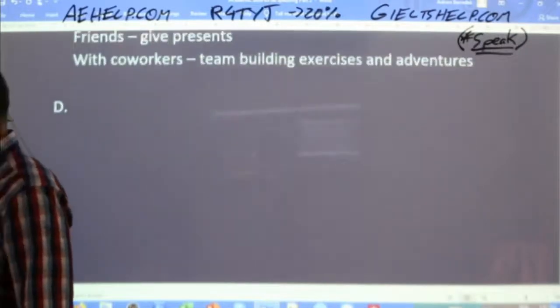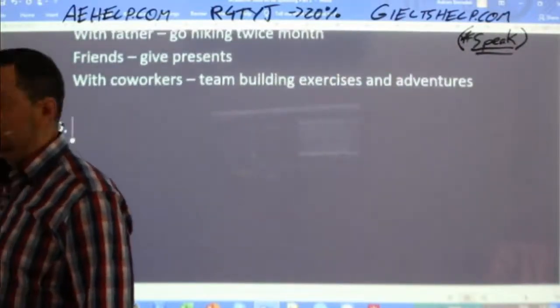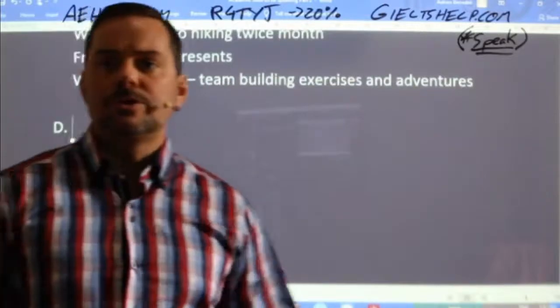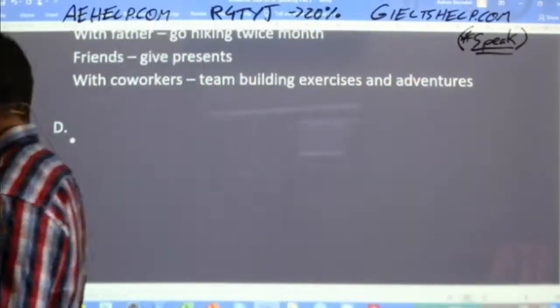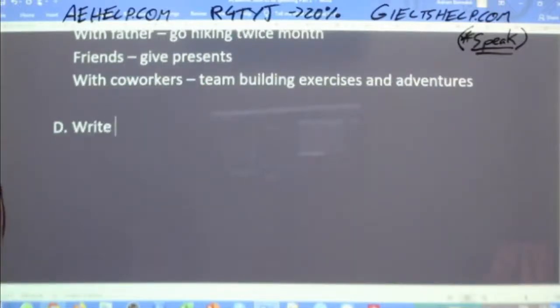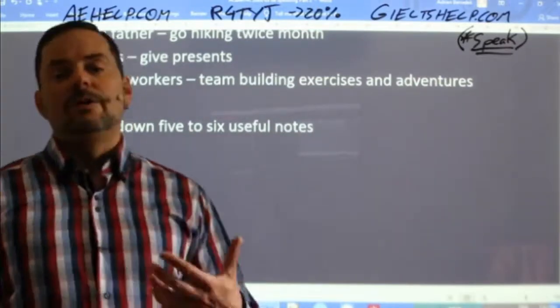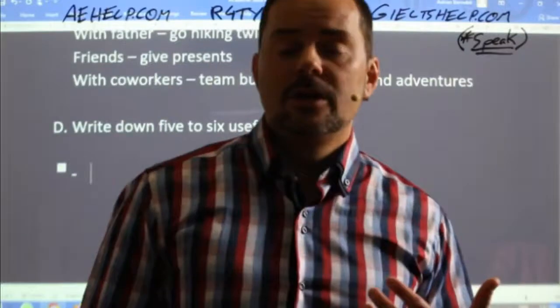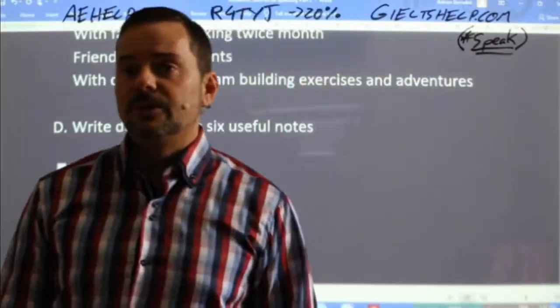Okay, so for D, what do? Yeah, take some notes. Okay, good. And usable notes, right? Usable notes. That's right, Abhishek. So write down 5 to 6 useful notes. Okay, give me some useful notes that you think you would write on your paper for improving relationships with coworkers doing team building exercises.